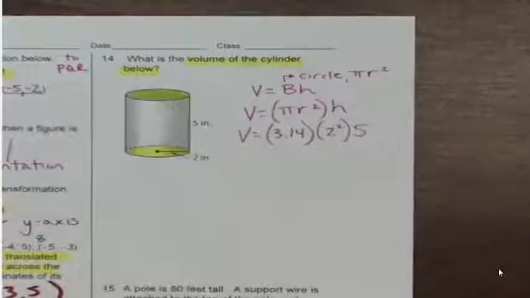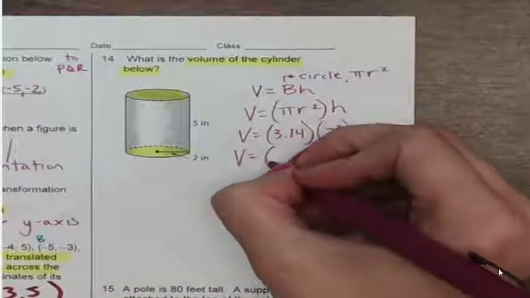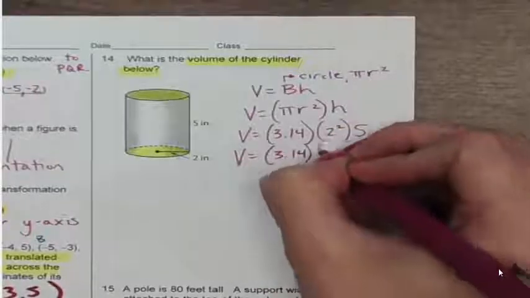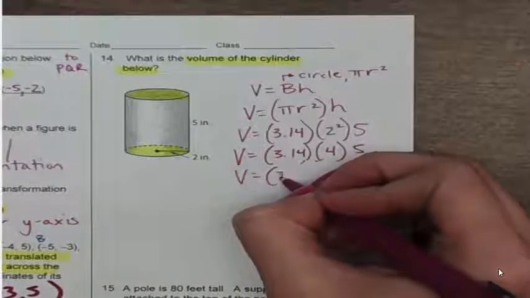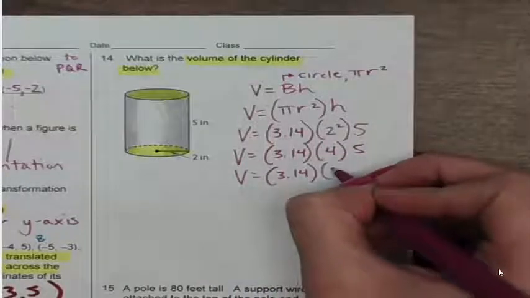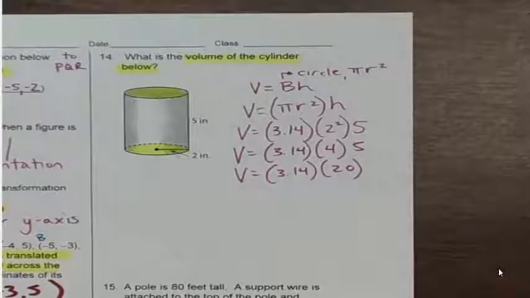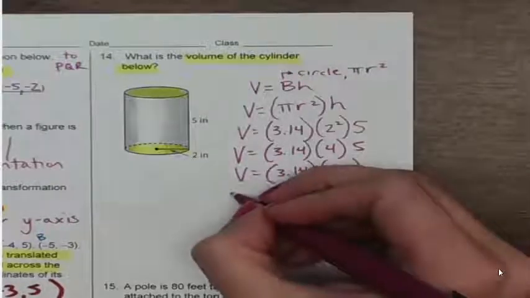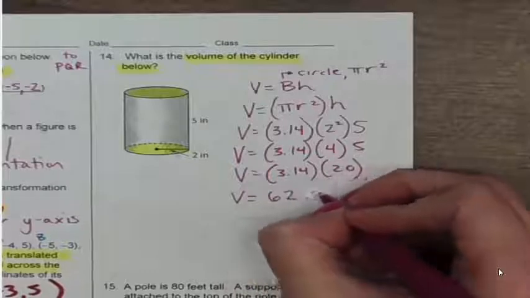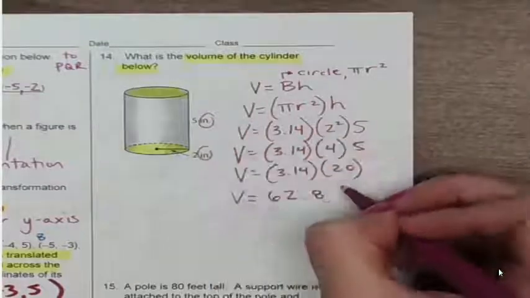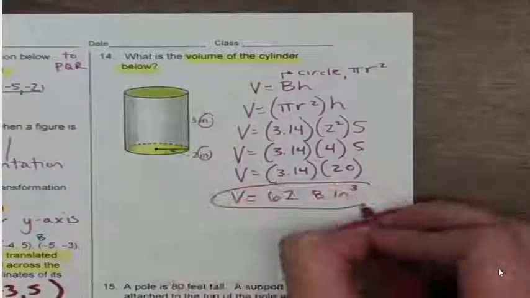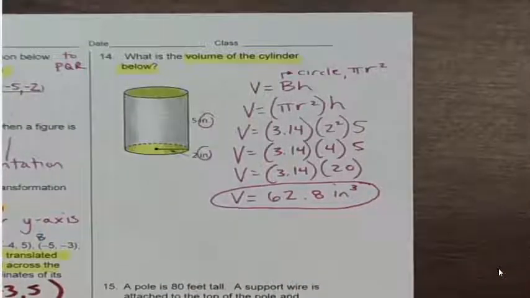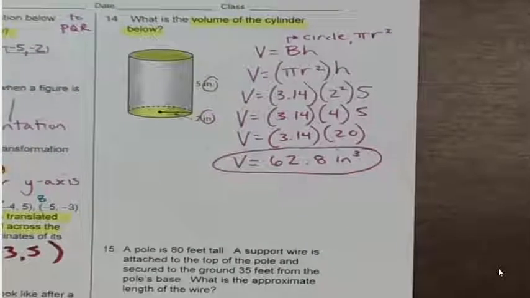Okay, when I plug this into my calculator, I'm going to multiply the 2 squared first, which is 4. Then I'm going to multiply the 4 times 5, which is 20. And my last step is I'm going to multiply 20 times 3.14. So my answer is 62.8. My units are inches, and since I'm talking about volume, you should have had cubed. So my answer here is 62.8 inches cubed. Okay, and last question.